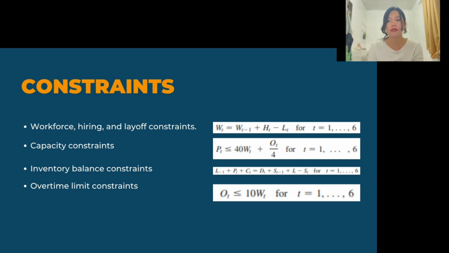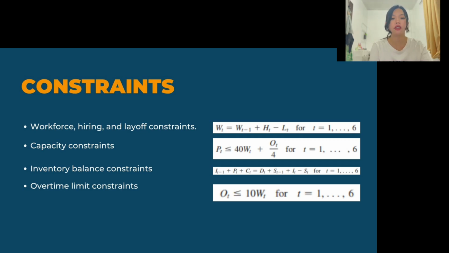And then next we have the inventory balance constraints. The third set of constraints balances inventory at the end of each period. Net demand for a period is obtained as the sum of the current demand and the previous backlogs. This demand is either filled from current production or subcontracted production and previous inventory. So we can express that relationship using the following equation. We have here I sub t minus 1 plus P sub t plus C sub t equals D sub t plus S sub t minus 1 plus I sub t minus S sub t.